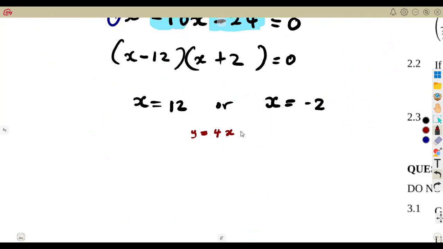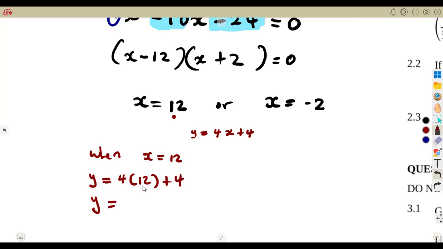Y is equal to 4x plus 4. So when x is 12, what am I going to have? In place of x, that's y is equal to 4 times 12, then we're going to add a 4. So that's 48 plus 4, which is 52. Okay, so that's the value of y when x is 12.